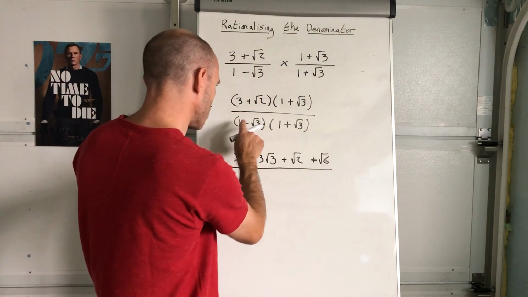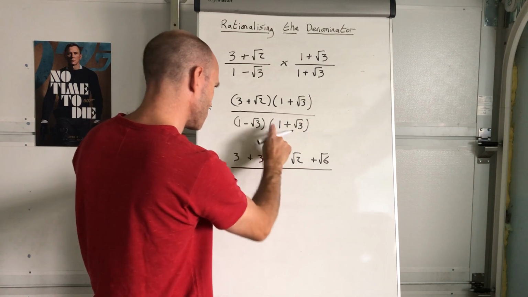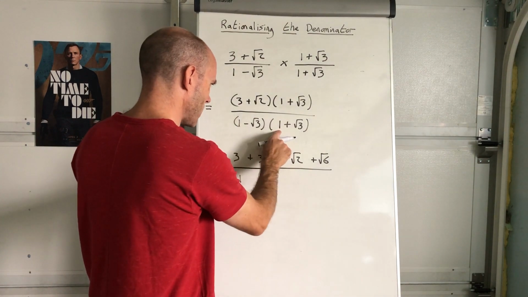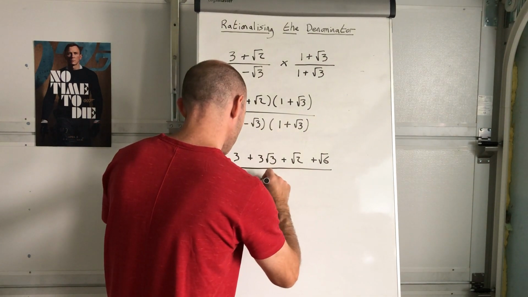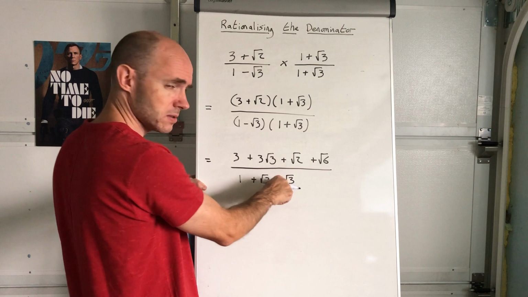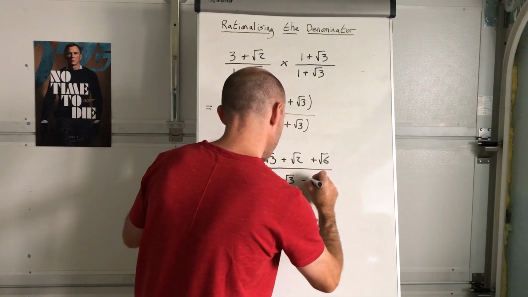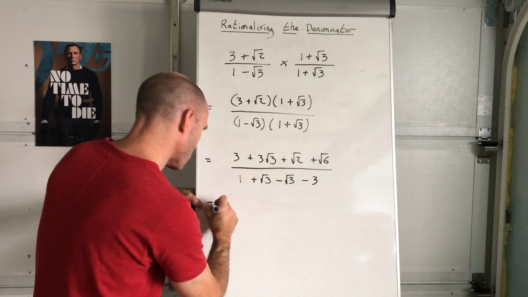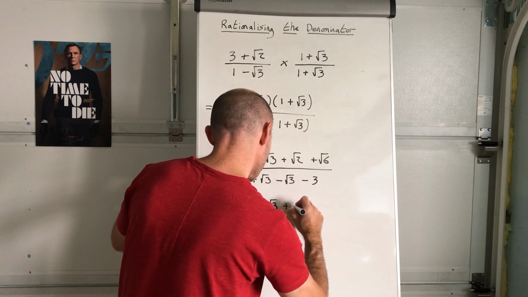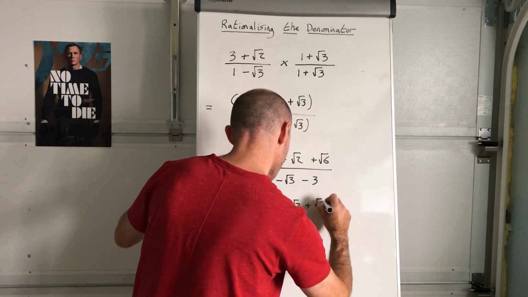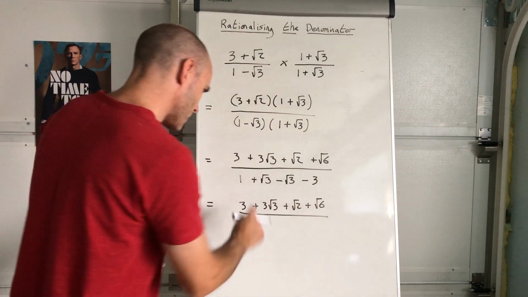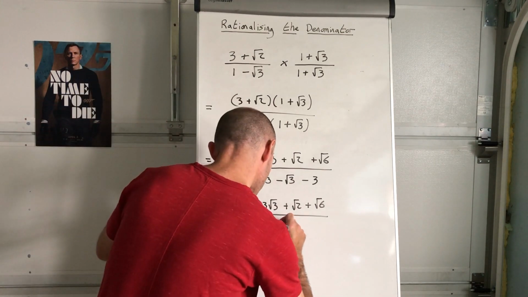On the bottom, what we're going to get, 1 minus root 3 times 1 plus root 3, so 1 times 1 is 1. Look, I'm going to write it out in full, so you can see again the cancellation. So 1 times 1, root 3 times 1, so that's root 3, and then negative root 3 times 1, negative root 3, so that's the cancellation, you see, root 3 subtract root 3, and then this is going to be negative 3. So on the top, 3 plus 3 root 3 plus root 2 plus root 6. Remember, I did say that's not going to simplify. And at the bottom, you've got 1 minus 3, which is negative 2.